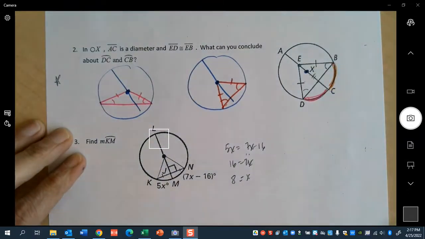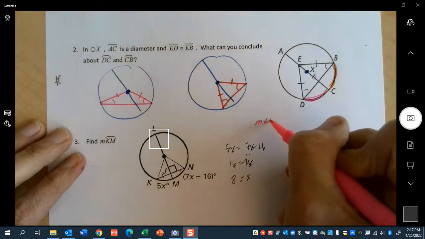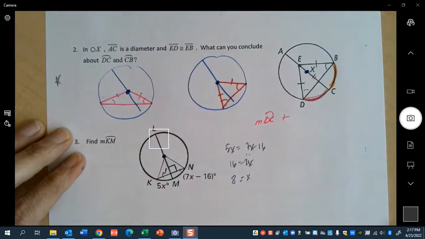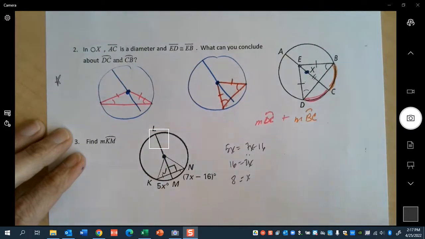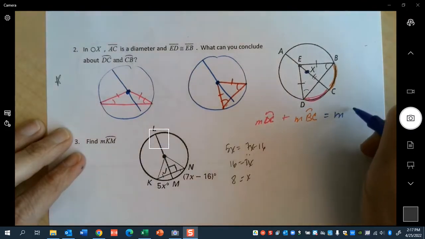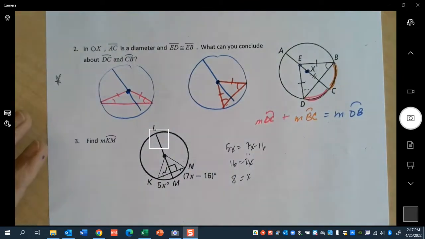The only thing I can say is that the measure of arc DC plus the measure of arc BC is going to be equal to the measure of arc DB. That's all I got. So if you want to add the pink and orange together, we can add that up. But guess what? I can't make any congruent statements. I can't talk about any bisects or angles.